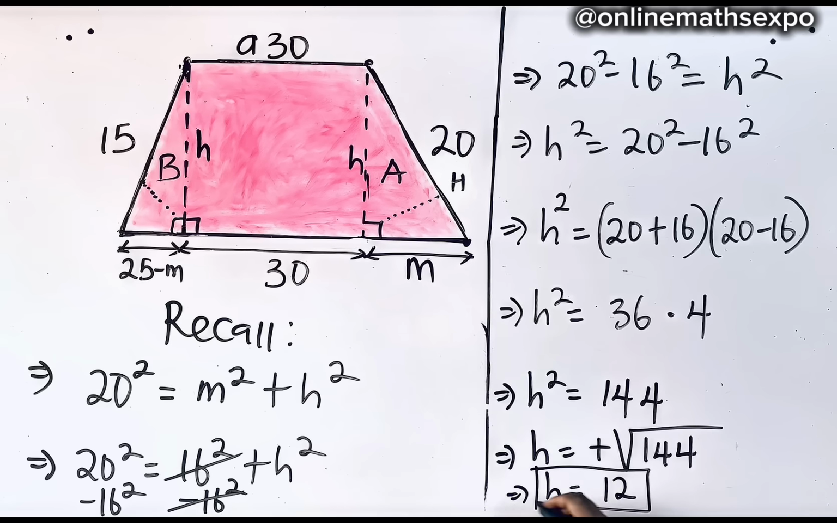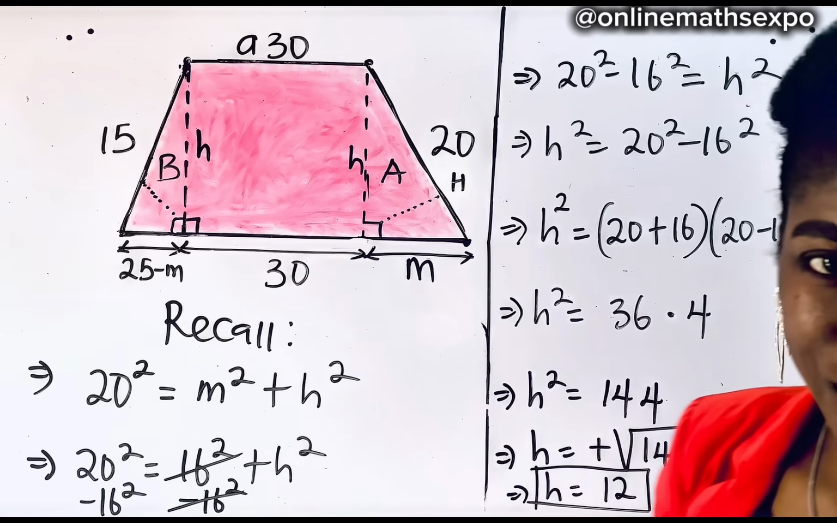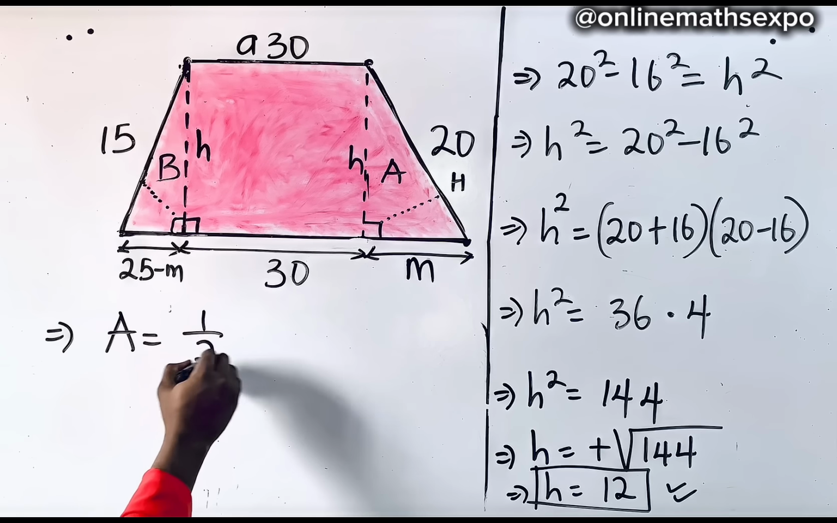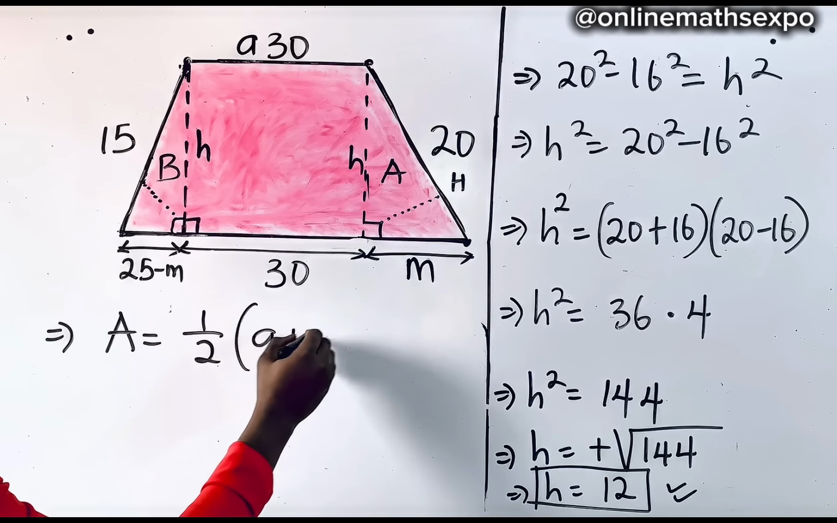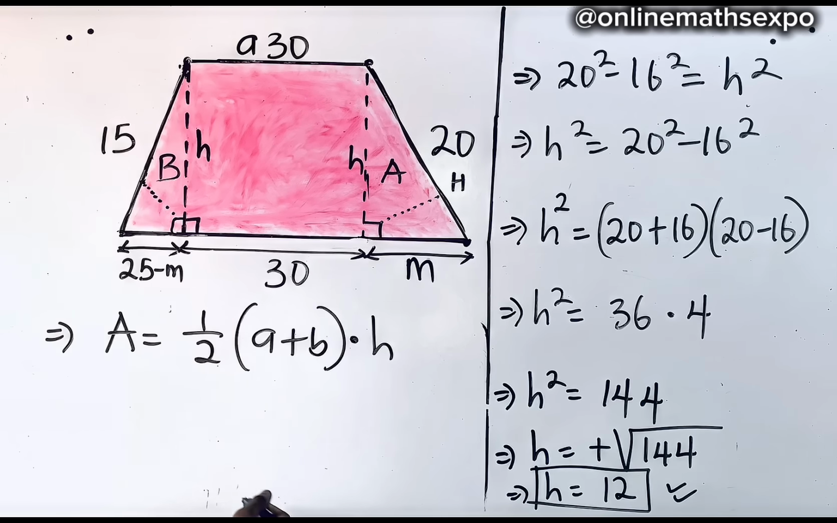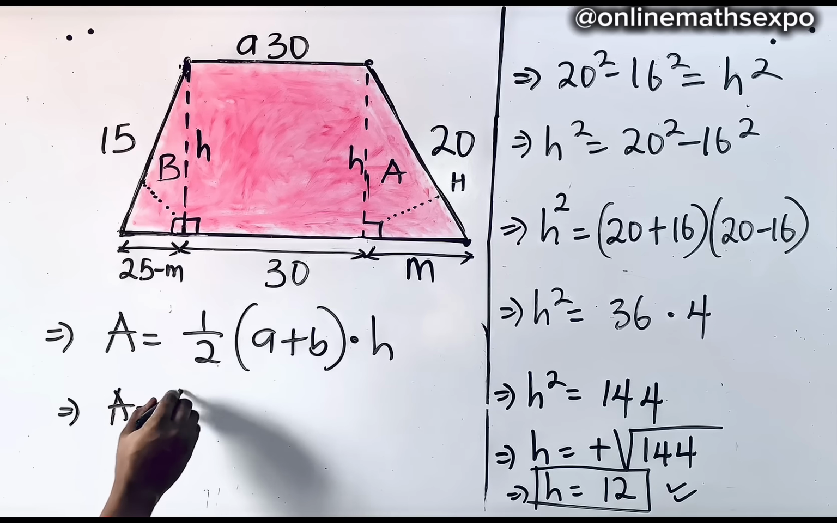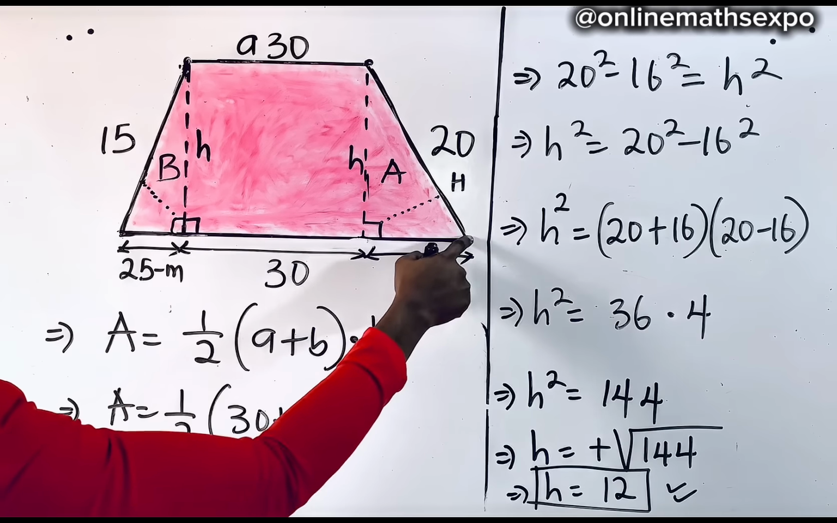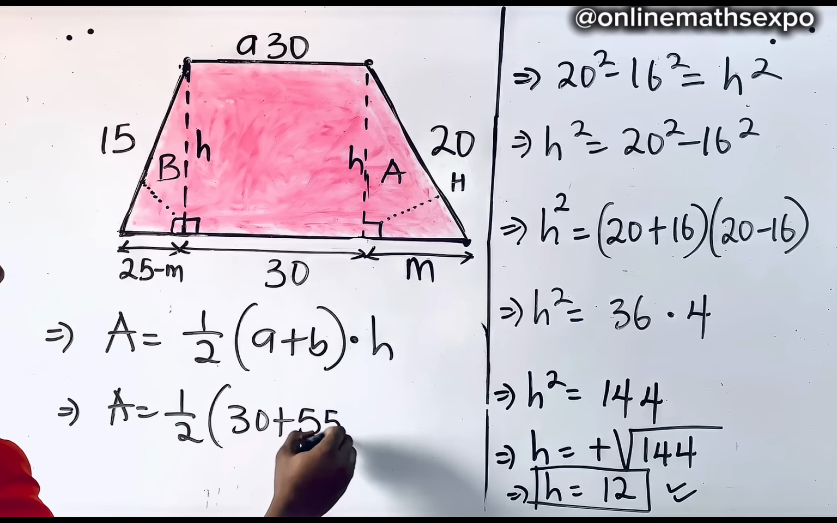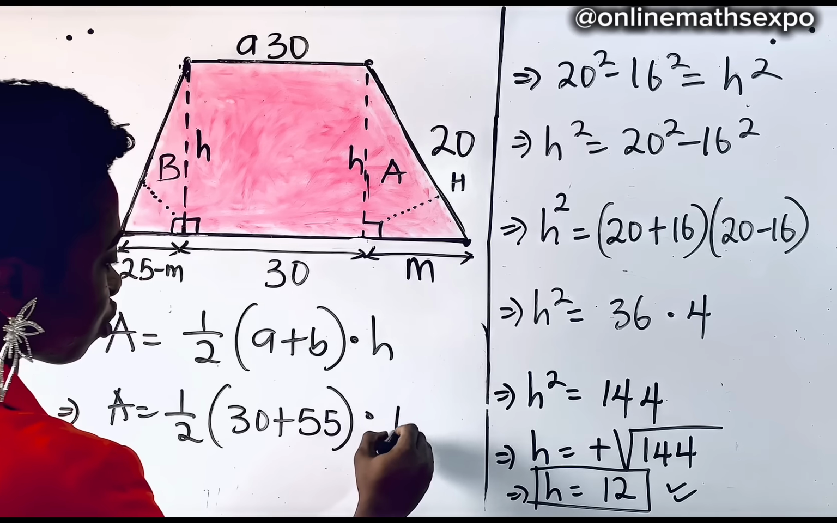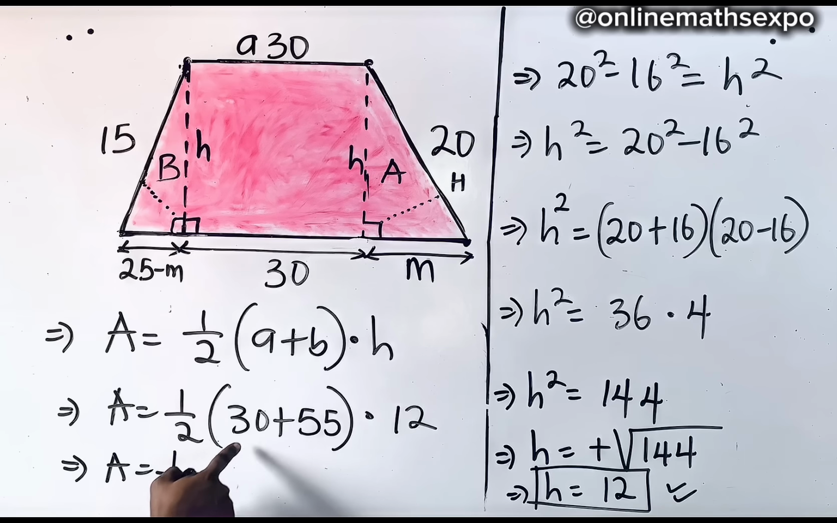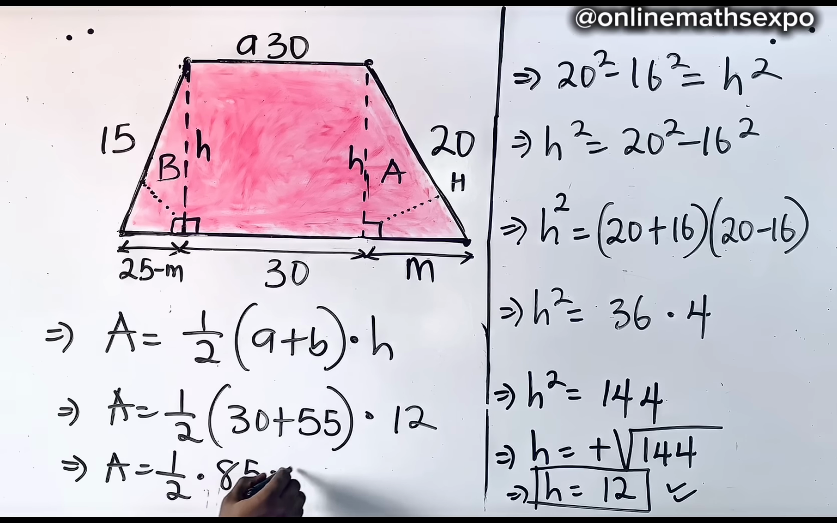And since we have found this height as 12, we are going to now calculate the area. Let's do that together. Then to find the area, we have it that area we said is half into the sum of these two parallel sides multiplied by the height. And that gives us area is half. This length gave us 30. From here to here gave us 55. Then multiply it by the height, which is 12. And that gives us area is equal to half multiply. Add this, it gives you 85 times 12.